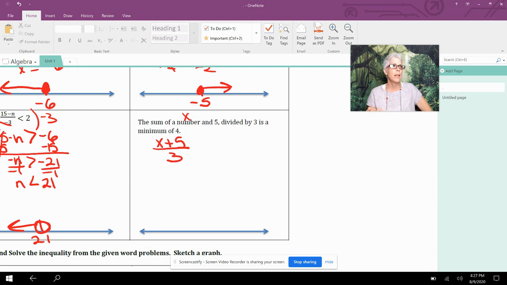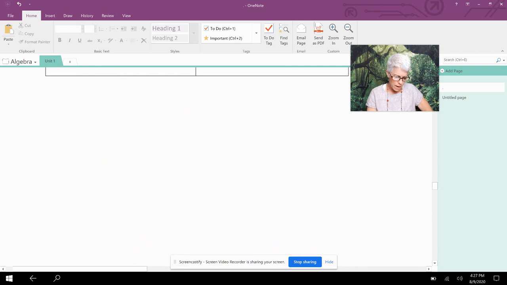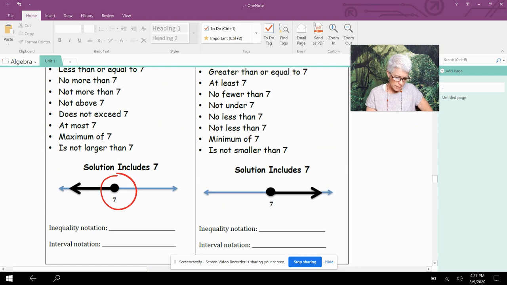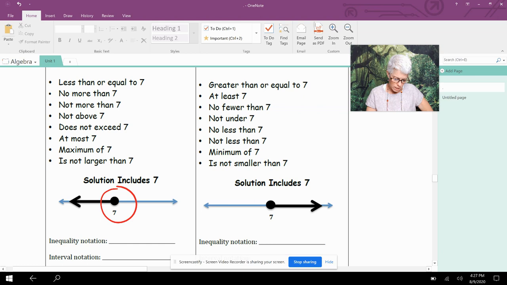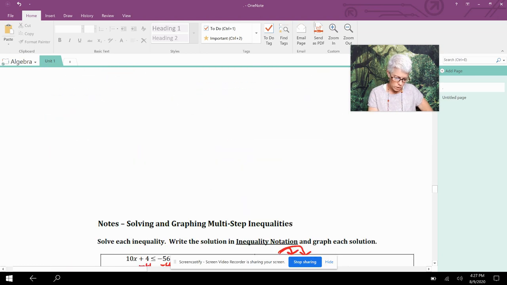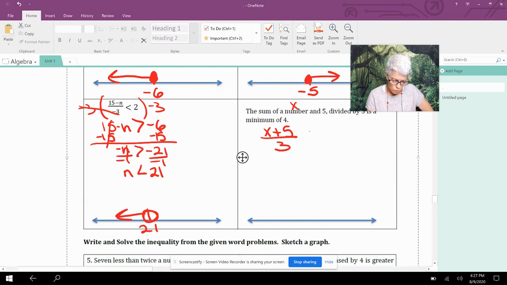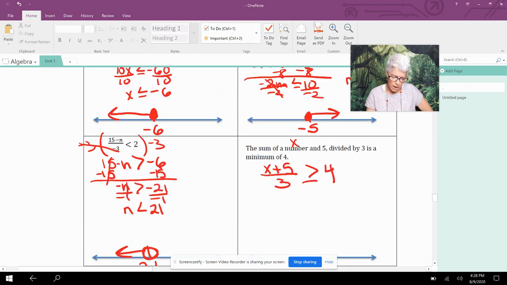Is that going to be less than, greater than? I'm not really sure. Let's look up here. I'm going to come back up to my anchor chart. Is a minimum of, oh, look, it's going to be the symbol greater than or equal to. So I'm going to come back down here, and I'm going to say greater than or equal to 4. The sum of n and 5 is a minimum of 4. So it could be 4, or it could be more than 4.